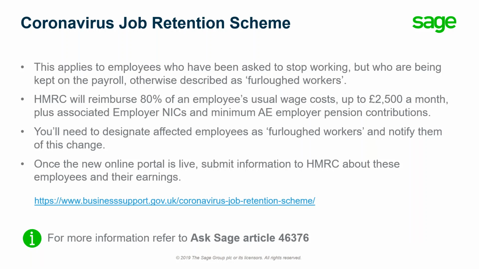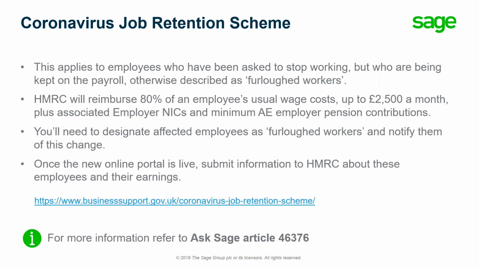So what is the job retention scheme? I'm sure you've heard of it. It was announced by the Chancellor to support businesses affected by COVID-19. The job retention scheme applies to employees who've been asked to stop working, but who you're keeping on the payroll, and they're otherwise described as furloughed workers. The idea is you keep them on the payroll rather than making them redundant or letting them go. That way, hopefully there'll be some work for them to do once this crisis is over.